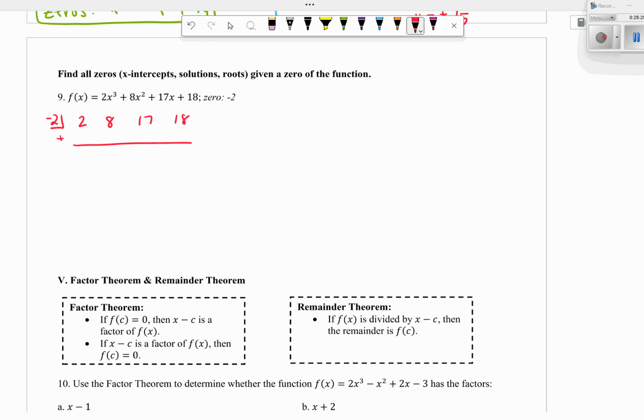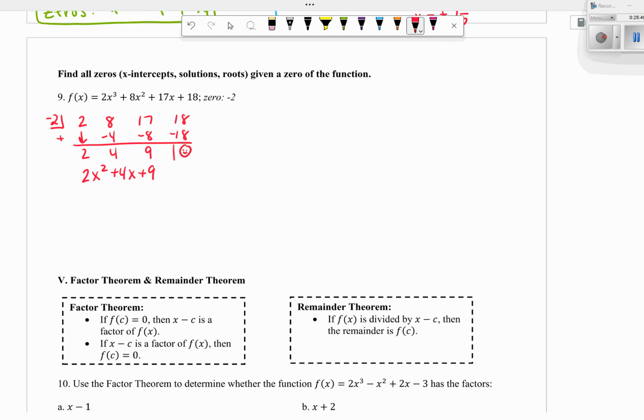Bring down that 2. 2 times -2 is going to give us -4. Add those together to get 4. 4 times -2 is -8. Add those together to get 9. 9 times -2 is -18. Add those together to get 0, which is what we want for the remainder. So this would be 2x squared plus 4x plus 9.